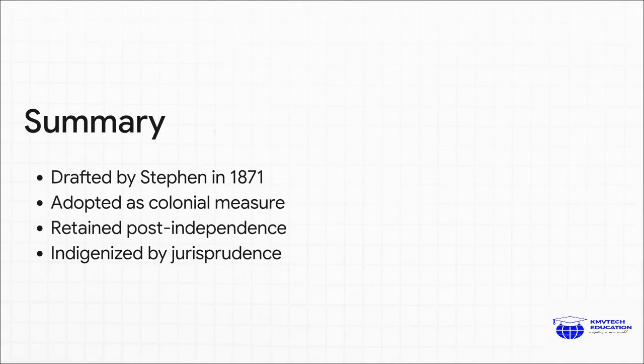So let's pull this all together. The crucial takeaway is this. This law was drafted by Stephen way back in 1871. It was adopted as a pragmatic colonial measure across East Africa. It was purposefully retained by a sovereign Uganda post-independence, and then it was thoroughly indigenized by decades of brilliant Ugandan jurisprudence and the 1995 Constitution.